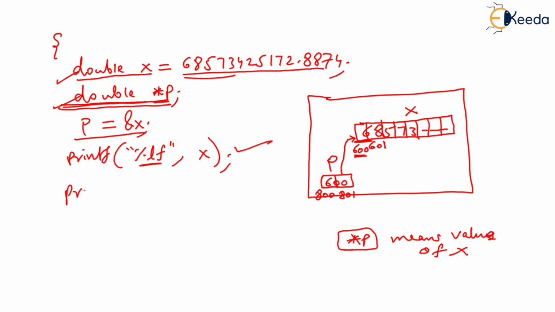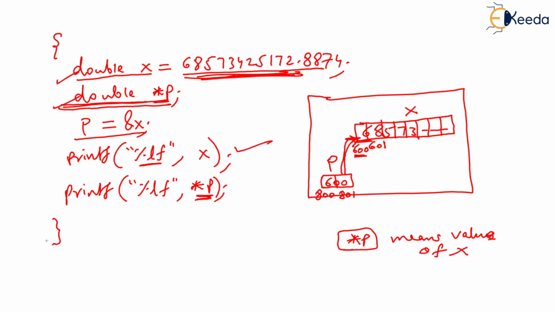But what if I give printf %lf asterisk p? Now note, I am not printing x, I am printing asterisk p. But asterisk p means value to which p points, and that's value of x. So the same value will get printed again.